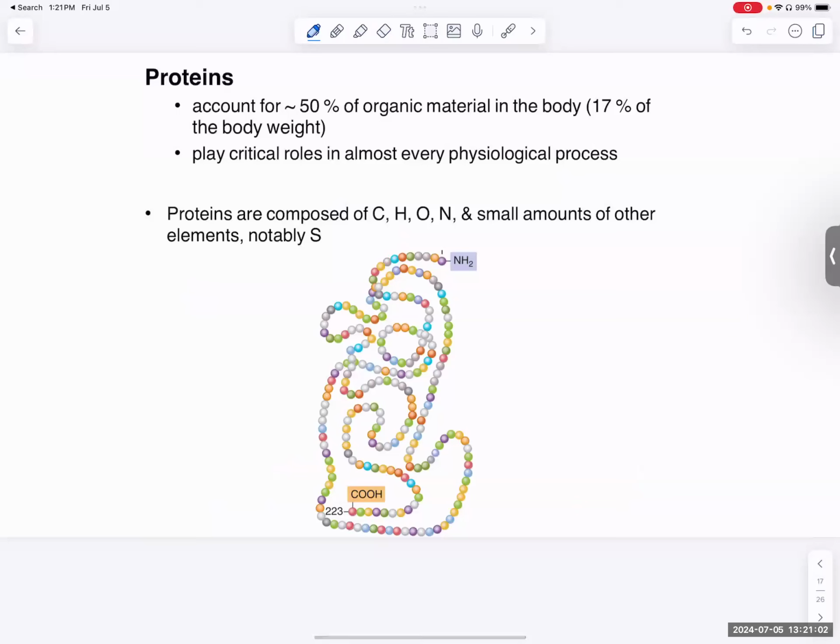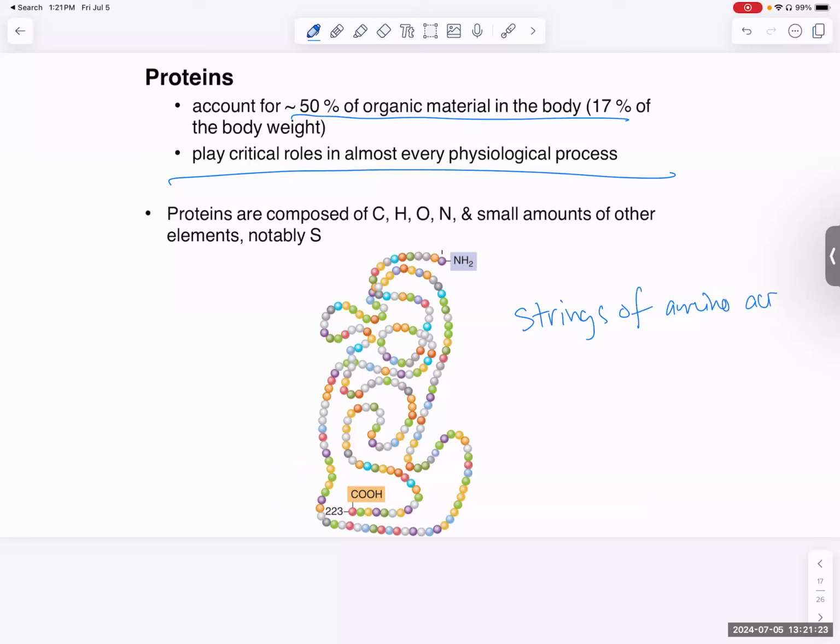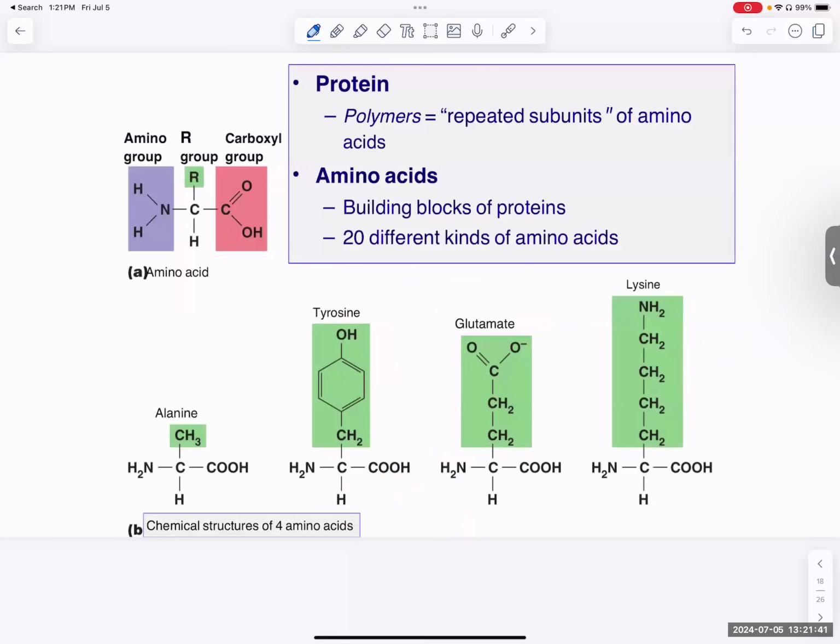And the last, well, second to last, but proteins, which is about 50% of the organic material in our body, and it plays critical roles in almost every physiological process. And the shapes of proteins really matter. What proteins are basically strings of amino acids chained or bonded together. Now, there are a number of types of amino acids, and which amino acid that's bonded to the next amino acid is really going to determine the shape. And we get into that when we talk about protein conformation or shape of the protein.